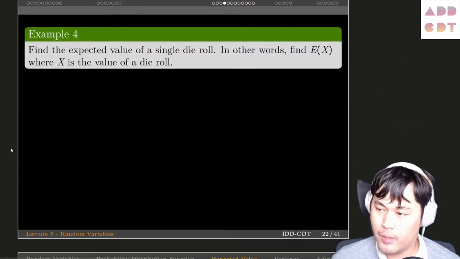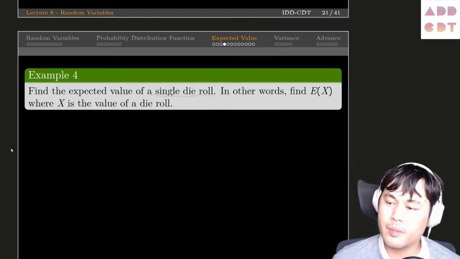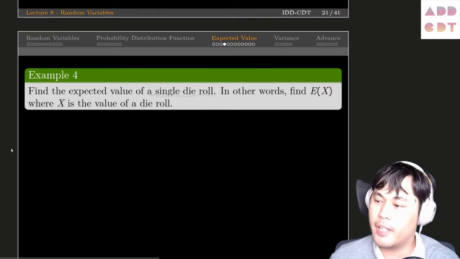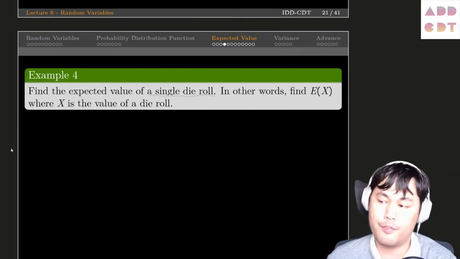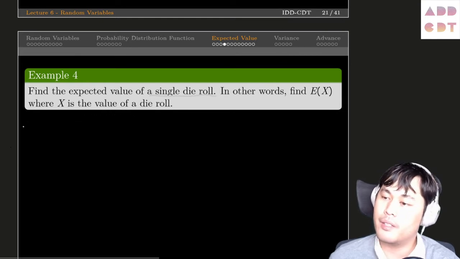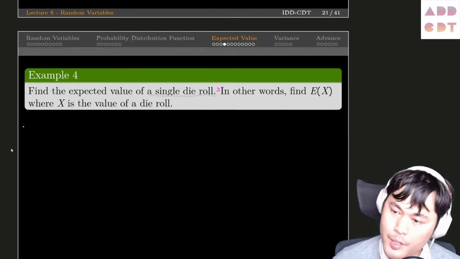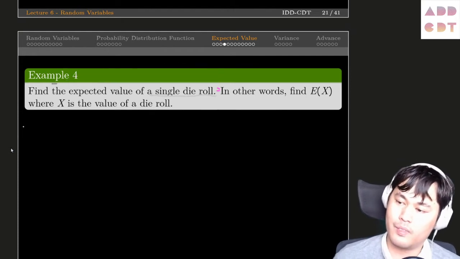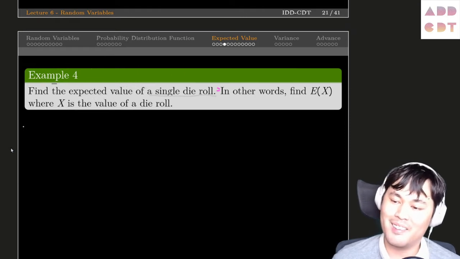Alright, for example, let's take a look at this one. Find the expected value of a single die roll. So you roll a single die, and that's the question. In other words, find E of x, where x is the value of a die roll. And now we have two different ways to define this kind of experiment. First, we use what normal people use, the average.